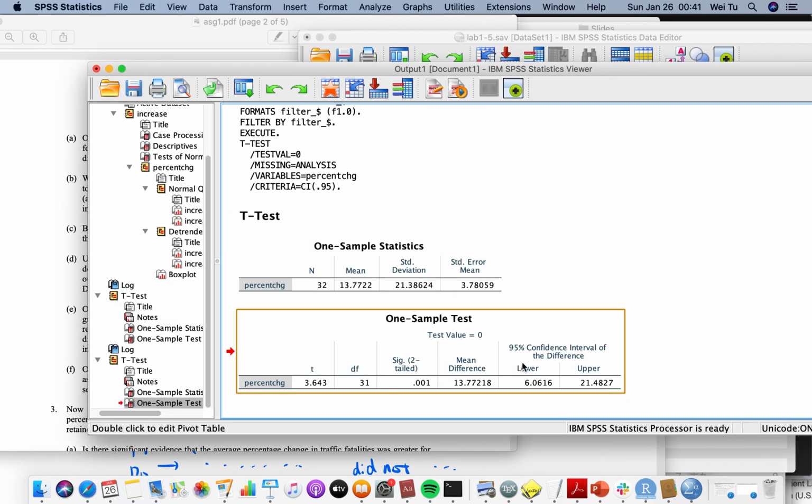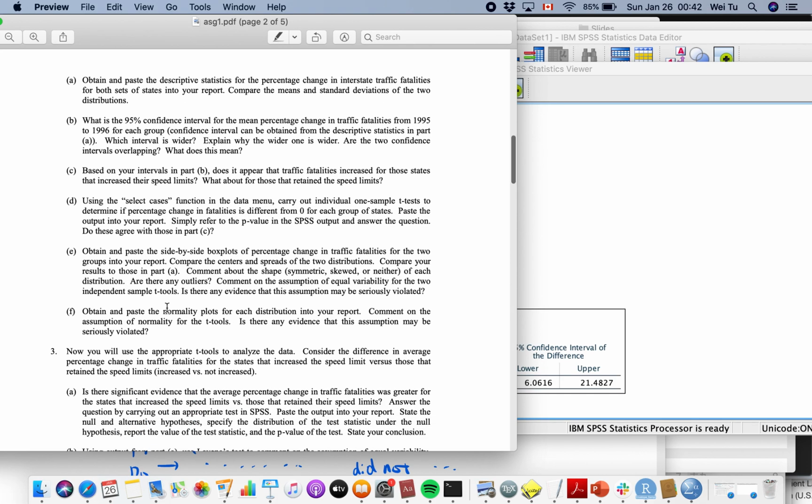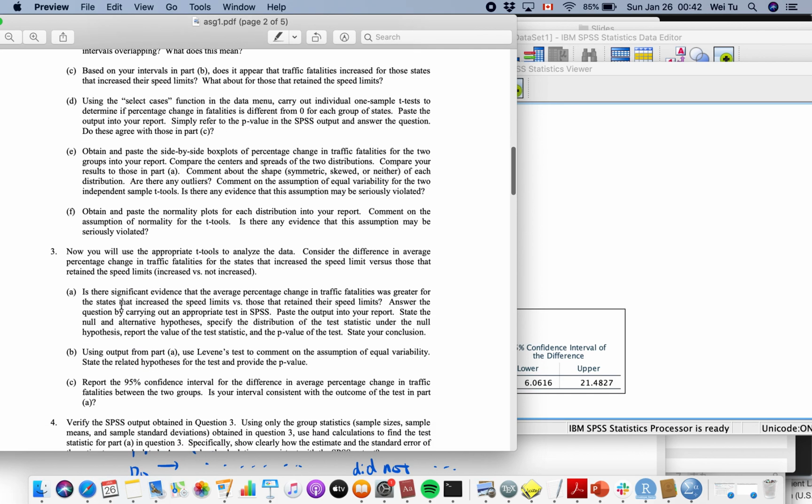Basically it means that there's strong evidence that the percentage change of the yes group is non-zero, which we did see in the summary statistics because the mean is 13%. So there's a positive change. Okay, that's basically everything for question 2. Okay, let's go with question 3.